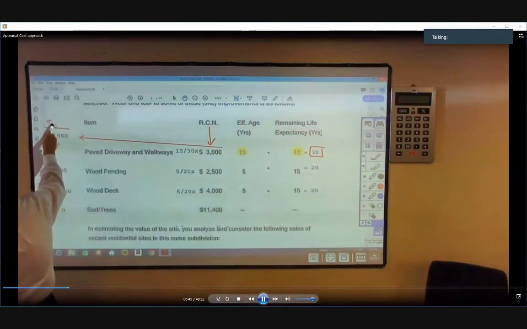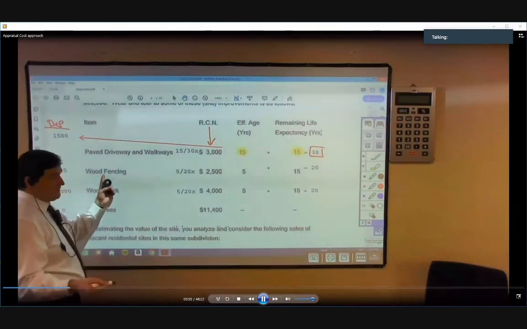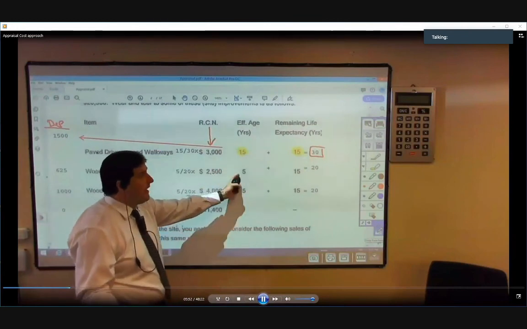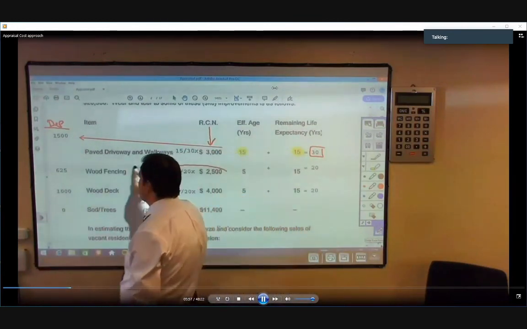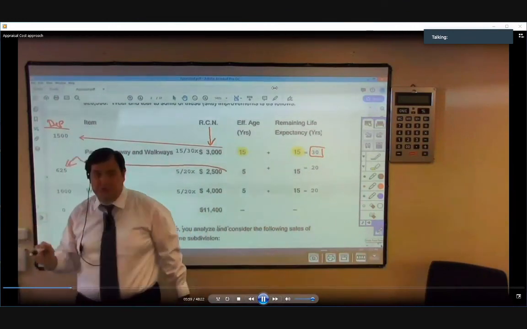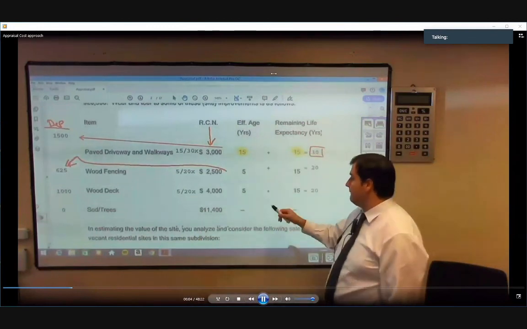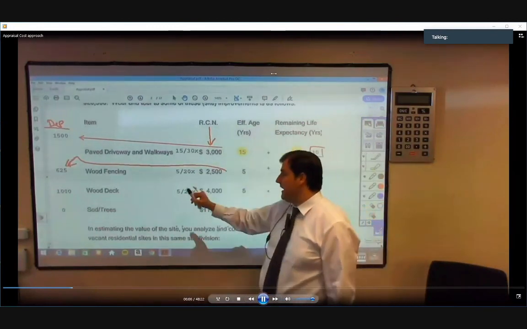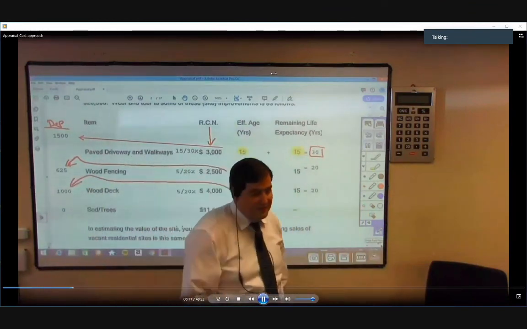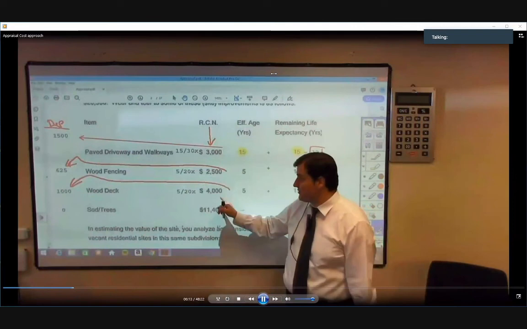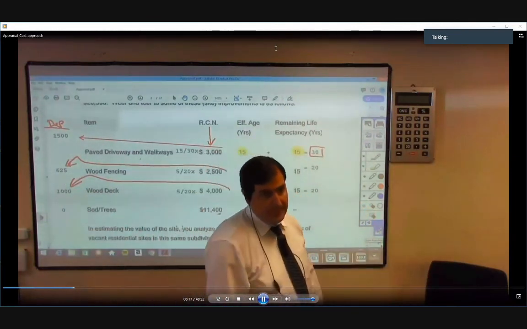So this is the depreciation that I calculated on this site. For the fence, 2,500 is brand new, 5 and 15, so that's 20. So 5 divided by 20 multiplied by 2,500 is going to give you the depreciation. For the deck, 5 and 15, that's 20. 5 divided by 20 multiplied by the replacement cost is going to give you depreciation. So although it's going to cost you 4,000, 1,000 is already depreciated.